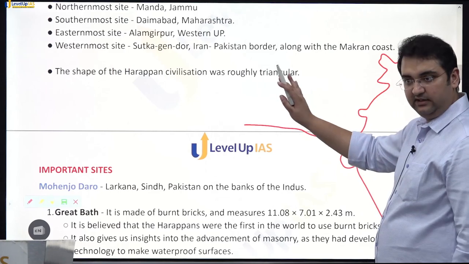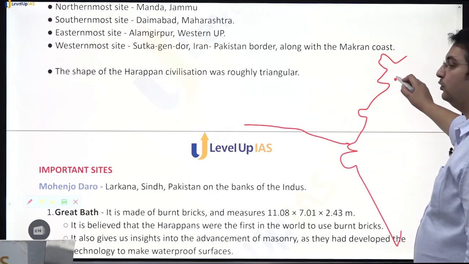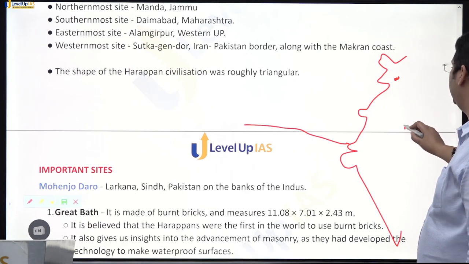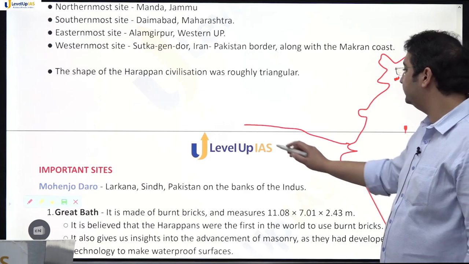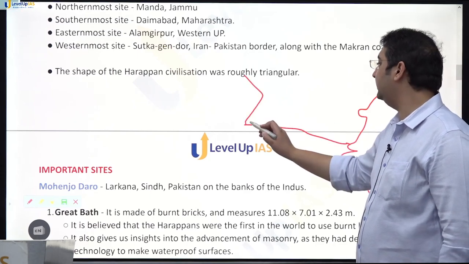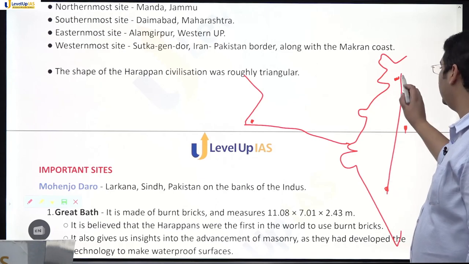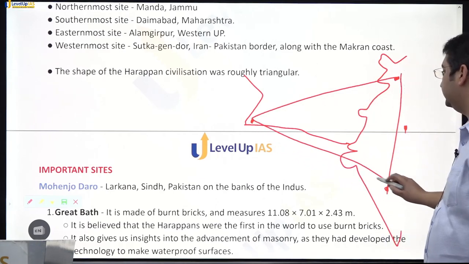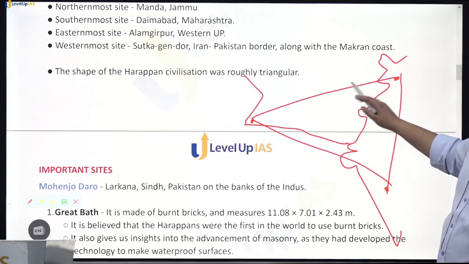ये इंडिया पाकिस्तान का बॉर्डर हो गया, ठीक है, और मांडा इज ओवर हियर, आलमगीरपुर इज ओवर हियर, और दाइमाबाद इज समवेयर ओवर हियर, सुतकागेंडोर इज राइट ऑन द ईरान पाकिस्तान बॉर्डर. सो दीज थ्री साइट्स आर ऑलमोस्ट इन द सेम लाइन और दिस इज द फाइनल वर्टेक्स. ठीक है, सो इट वुड बी रफली ट्राइंगुलर.